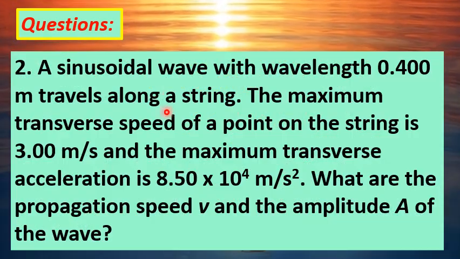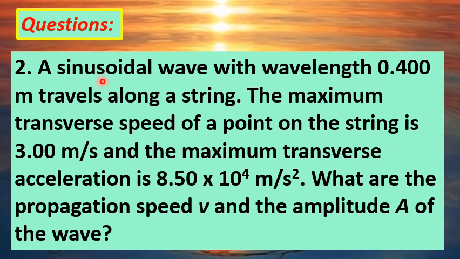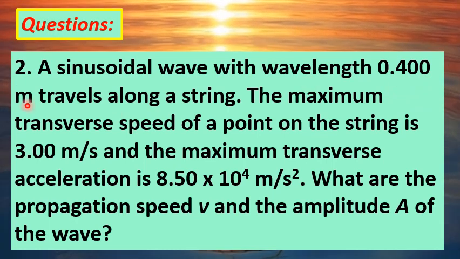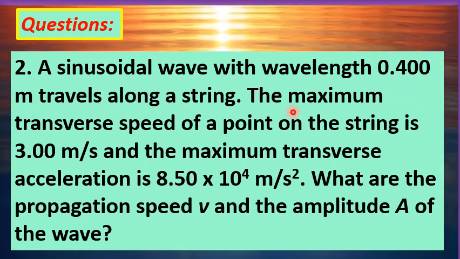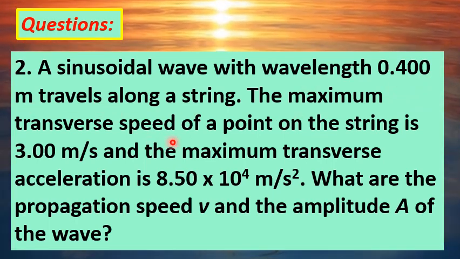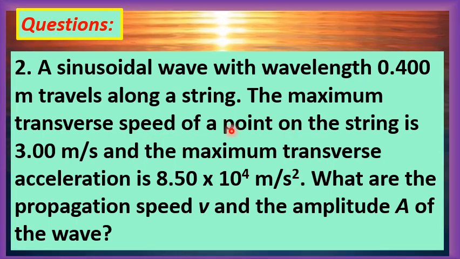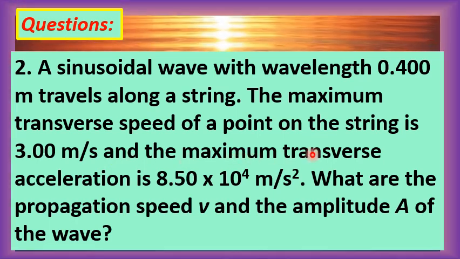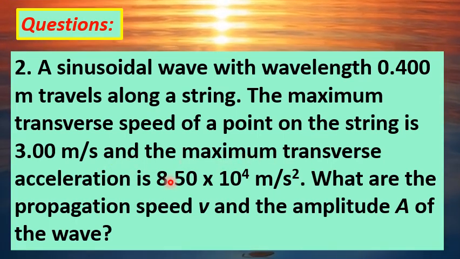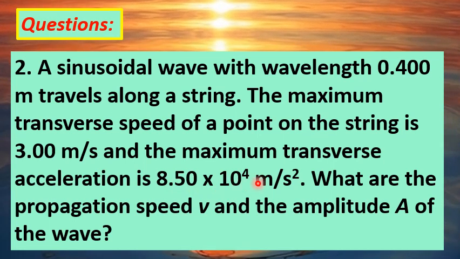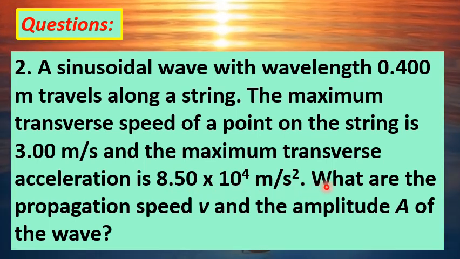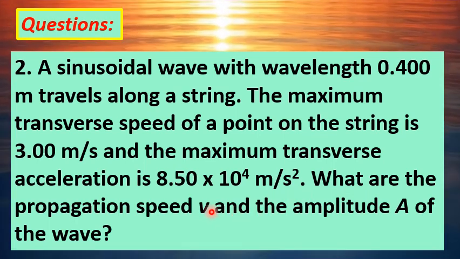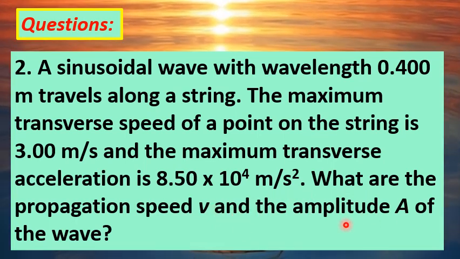Our last question, number 2. A sinusoidal wave with wavelength 0.400 meter travels along a string. The maximum transverse speed of a point on the string is 3.00 meter per second, and the maximum transverse acceleration is 8.50 raised to the fourth power meter per second squared. Question: what are the propagation speed v and the amplitude capital A of the wave?